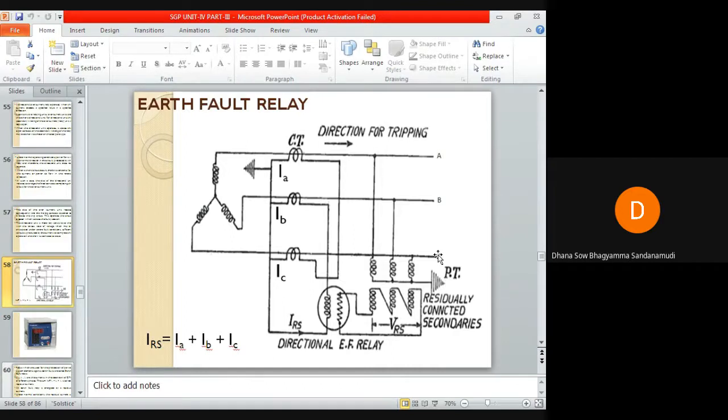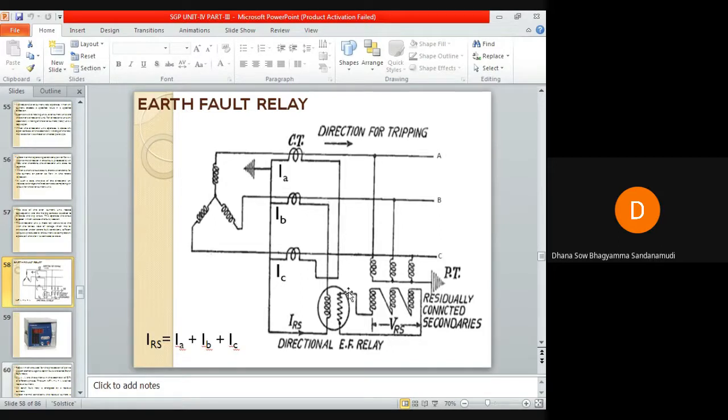So the relays which are used for protection of power system elements against earth faults are known as earth fault relays. Earth fault relays are used for protecting power system equipment against earth faults. If an earth fault occurs in any equipment in the power system, then these relays are used.